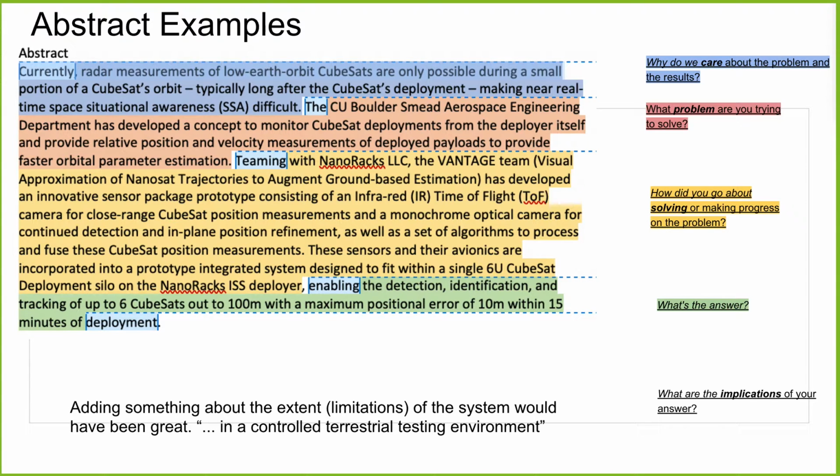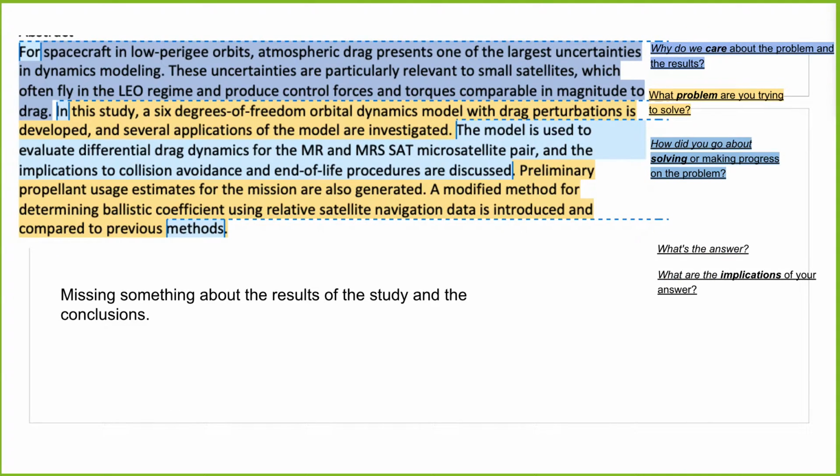Here's an example abstract, and the color scheme relates to the slide that I just showed before, the abstract checklist. Of course, I'm not going to read all of this. You can do that yourself. We try to categorize these different parts of the abstract and color code them to the checklist from before. If you read through this, one of the pieces missing from this abstract is the implications of the answer from the checklist. Another example with a similar color coding scheme, trying to highlight the different portions of the checklist. This is missing something about the results of the study and the conclusion. So read through these ones and convince yourself of those aspects.